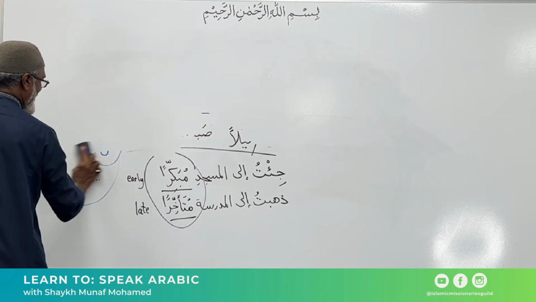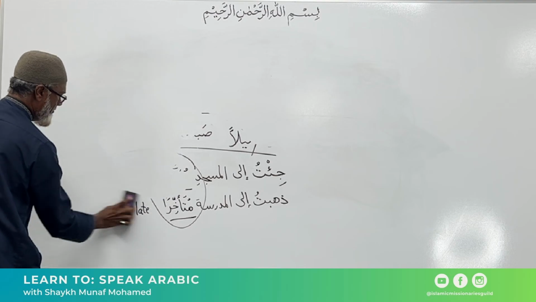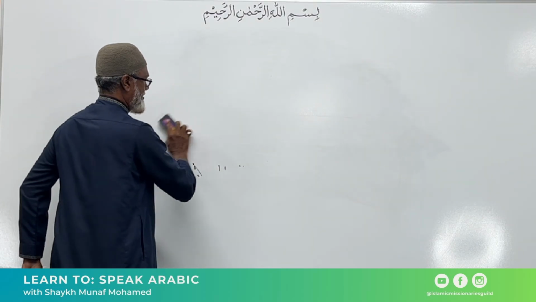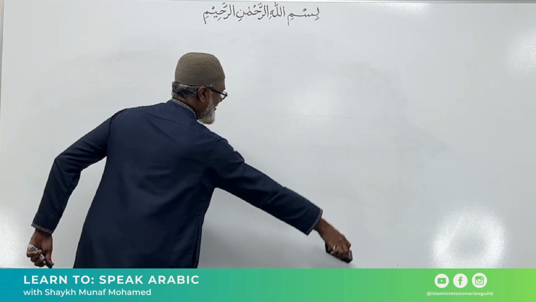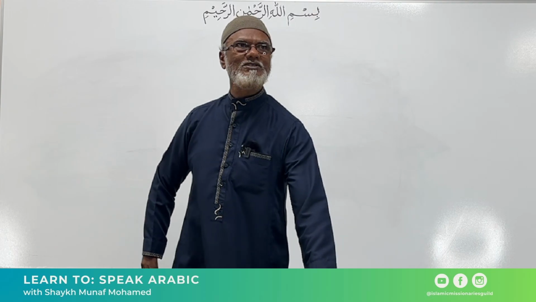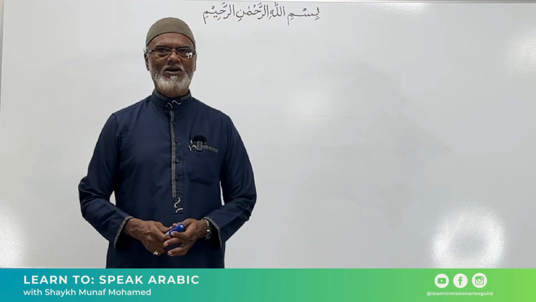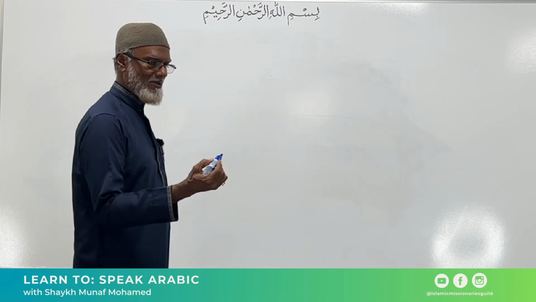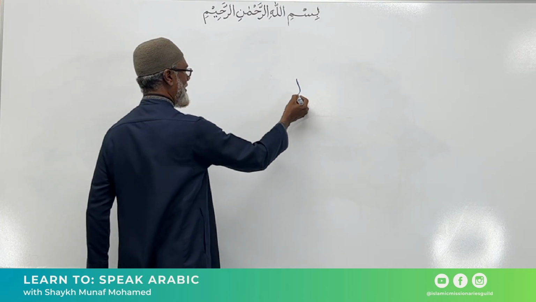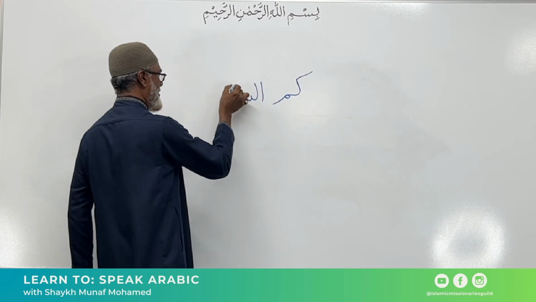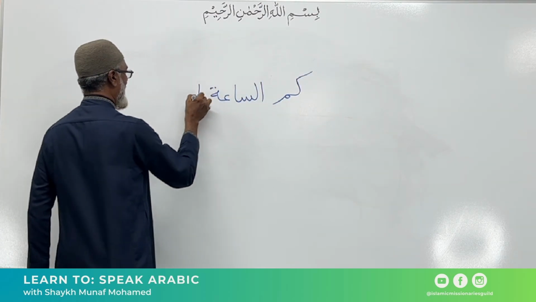Kam is-sa'a al-an? Kam means how much, and as-sa'a means the hour. So basically you're literally asking how much is the hour, right? But it is interpreted to mean what is the time. So you say what? Kam is-sa'a al-an?